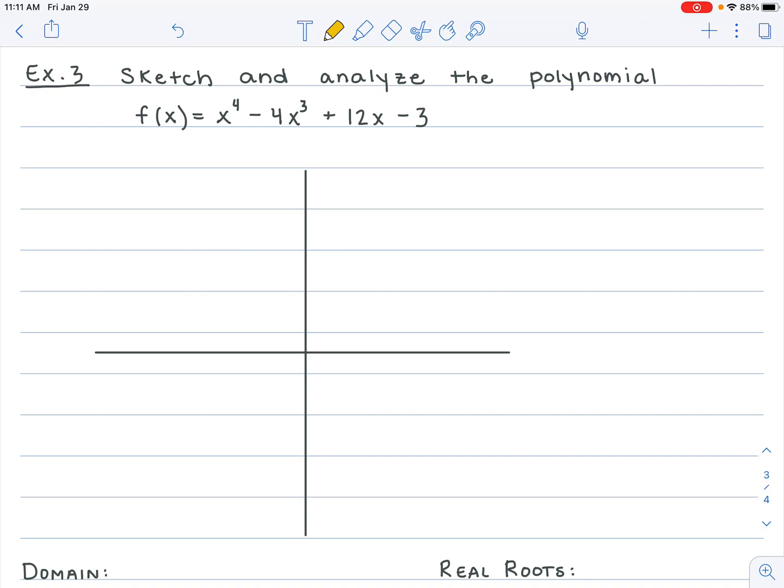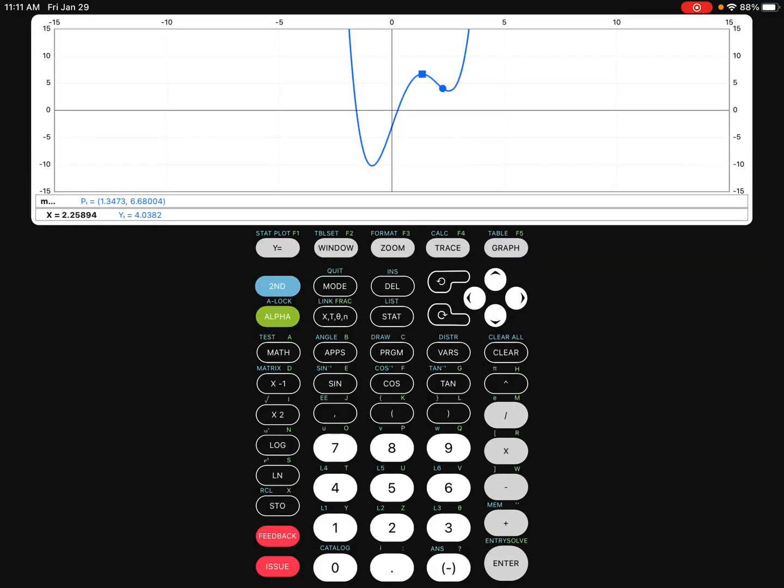All right, so here's where we're headed with all of this. We are now going to sketch and analyze a polynomial. We've done this with linear functions, and we've done this with quadratics, but now we're going to do it with actual polynomials. So go ahead and grab out your graphing calculators. We're going to do this together.